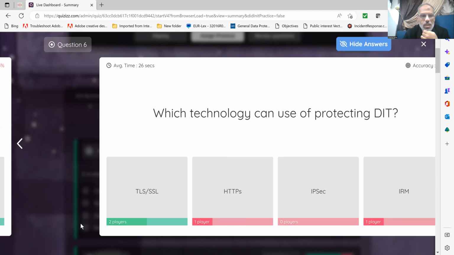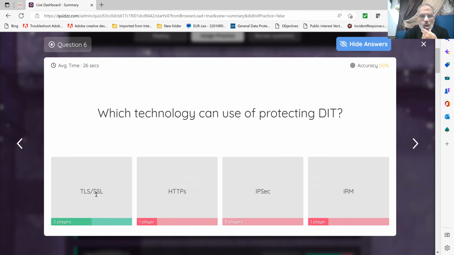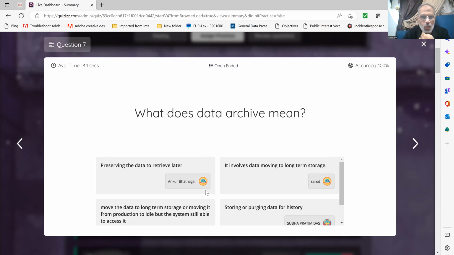For data in transit, I think we discussed that this will be SSL. By the way, HTTPS is also a right answer, but HTTPS is a specific type of SSL. Then it is better to say TLS or SSL. Okay, I think we are lucky. The system was able to capture the answers, not as before.